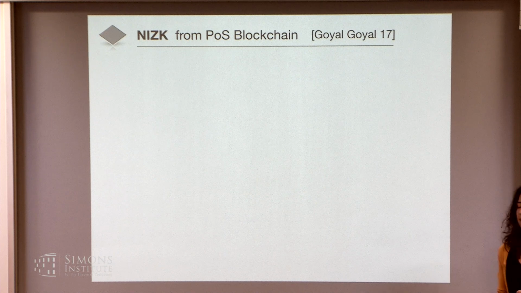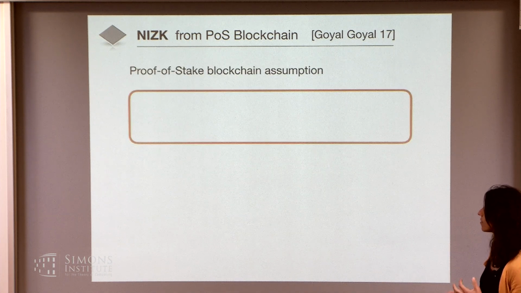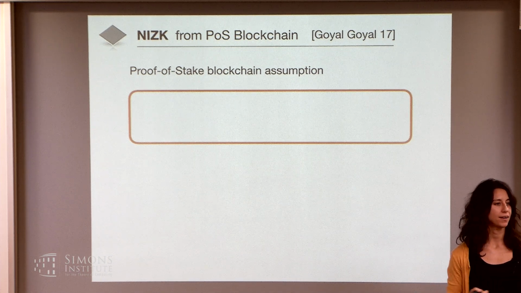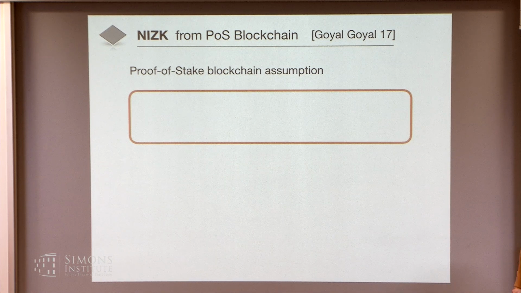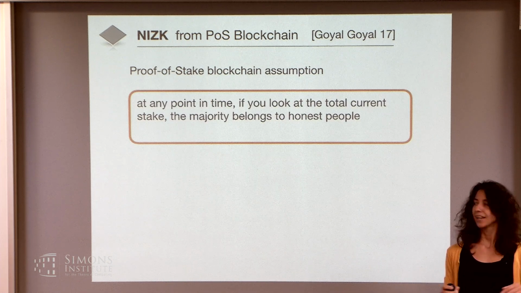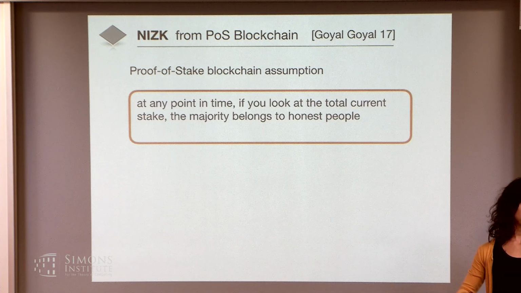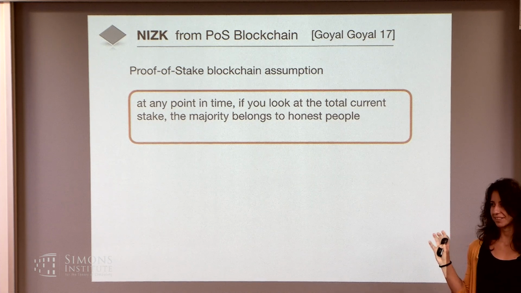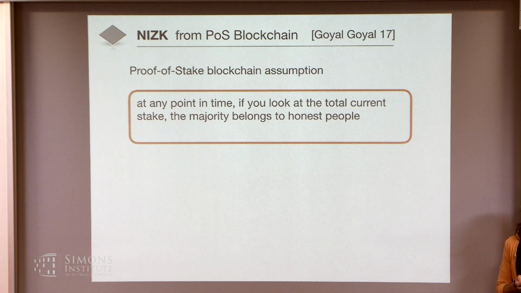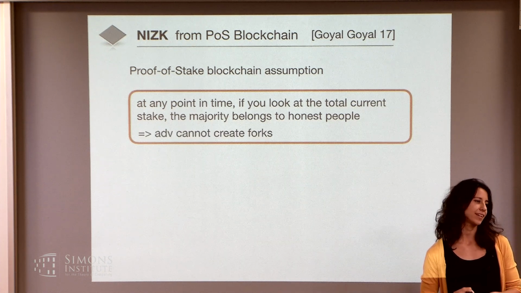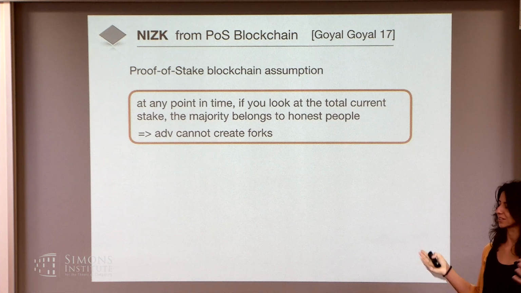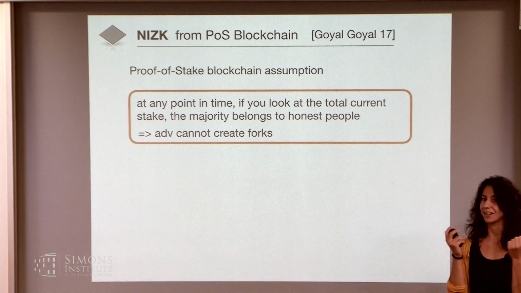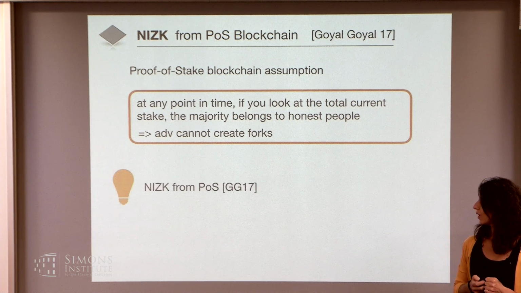What was the idea? Well, the idea is that this proof of stake blockchain exists. And what are the assumptions underlying a proof of stake blockchain? The assumption at a high level is that at any point in time, if you look at the total stake on the blockchain, the majority of it is in the hands of honest parties. That's the underlying assumption, which basically means that at any point in time, an adversary cannot make forks, long forks. At a high level, how can you leverage this assumption to create a NISC, a non-interactive zero-knowledge proof?